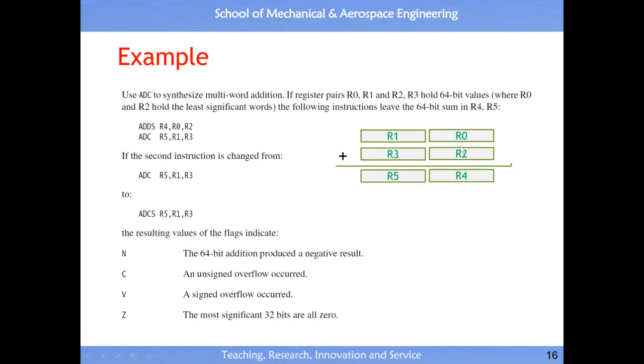We do the addition of these two 32-bit integers. The result is stored inside register 4. But in this case, overflow may occur. When overflow occurs, then we have a carry digit of 1. Then when we do the upper addition, it must take into account this carry of 1. This is why you call this instruction to do addition of R1 plus R3 plus the carry bit, then the result is stored inside R5. This is the way for us to achieve the addition of two 64-bit integers. So this is a scenario for you to make use of ADC.